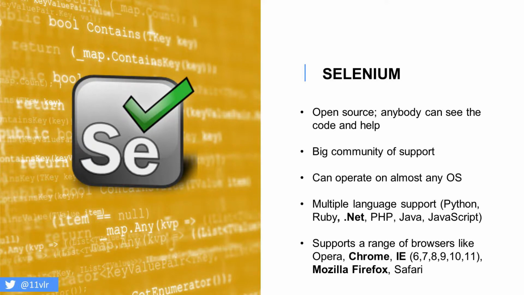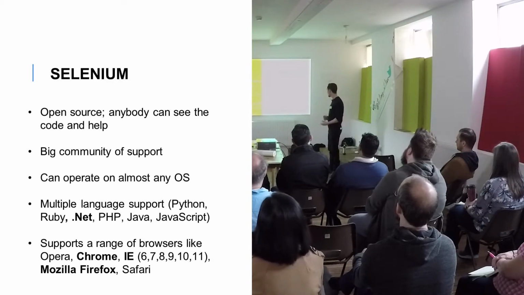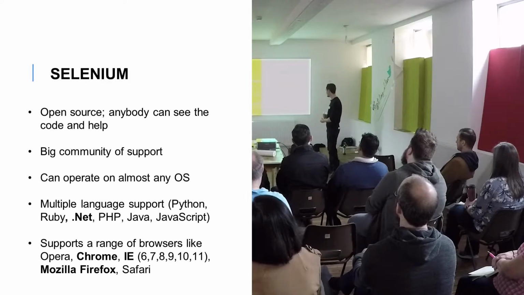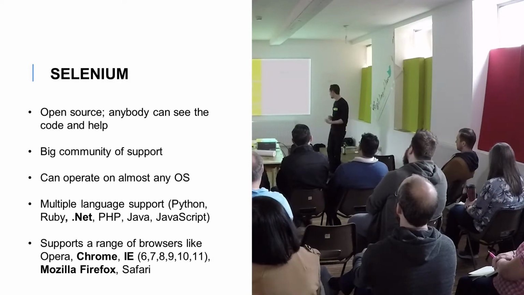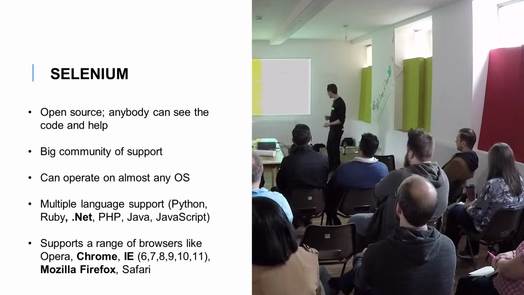We chose Selenium. Well, I say we chose, it was chosen before I joined the company 11 months ago. The reasons initially being that it's open source, so anybody can have a look at what things are doing, then get involved in the community because there's a massive community of support. It can operate on almost any operating system. And for us, it supported .NET, which is what we use for development. And it supports a range of browsers as well. And for us, we have to support Chrome, IE, Safari, and quite recently then Android, the latest, and iOS.